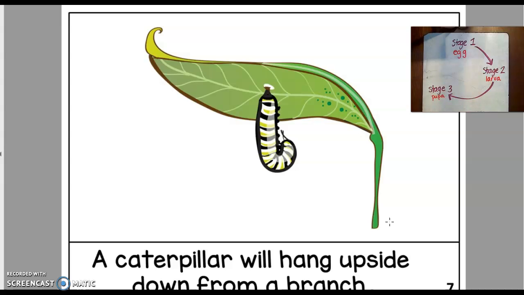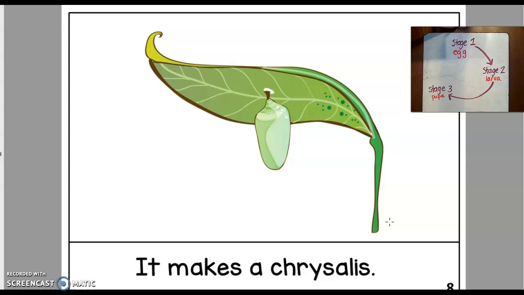Of an insect life cycle, stage 3 of a butterfly life cycle is when the caterpillar is hanging upside down from the branch, creating its chrysalis. But stage 3 of a 4-stage insect life cycle is a pupa. It makes a chrysalis. This is our stage 3, pupa.